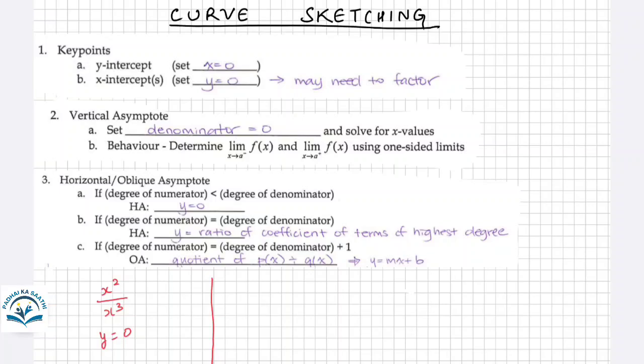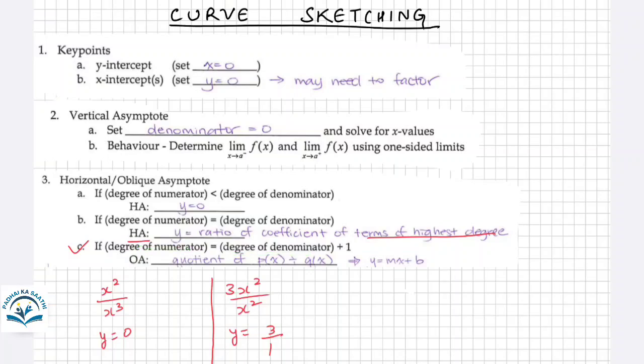The second case is if the degree of the numerator and the degree of the denominator are both equal. Let's suppose it's 3x to power 2 over x to power 2. Both numerator and denominator have the same degree. So in this case the horizontal asymptote is the ratio of the coefficients of the highest terms. The highest term is x square, so y is 3 upon 1, the ratio of the coefficients of the highest term.